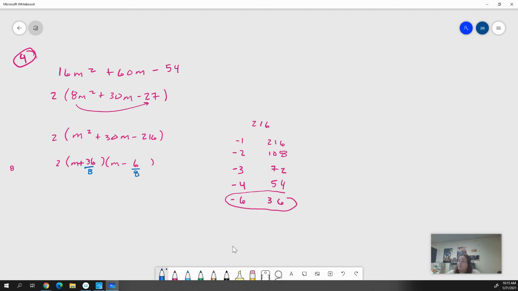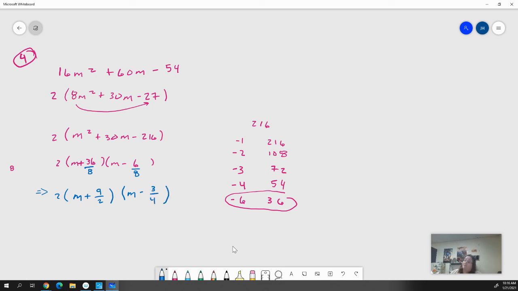So when I go to reduce these fractions, I've got 2 times, well, 36 divided by 8. Does 8 go into 36? No, not evenly. But we can reduce that fraction, right? Each of them is divisible by 4. So I have m plus 36 divided by 4 is 9, and 8 divided by 4 is 2. Here I have m minus 6/8. They don't go into each other, but they're each divisible by 2. 6 divided by 2 is 3. 8 divided by 2 is 4.